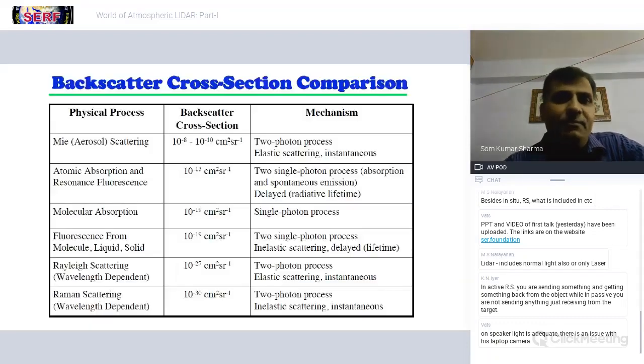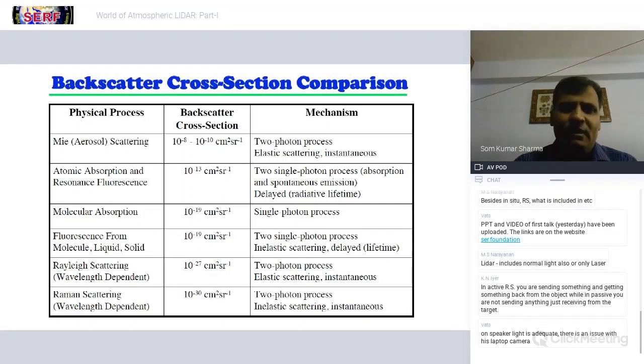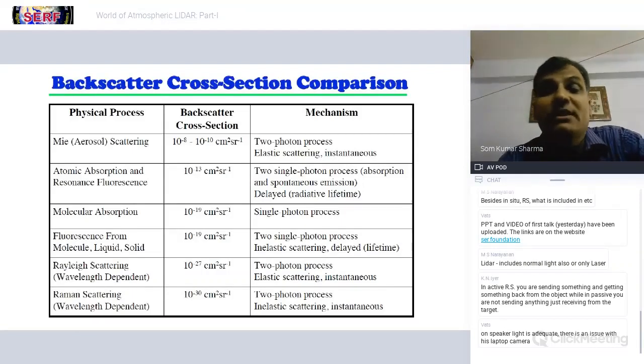To move further ahead, as I told, first was scattering, and how scattering is elastic and inelastic. Then I introduced Mie scattering and different types of scattering. The important thing is what a backscatter cross section is and what the mechanism is by which you get the signal. Because in LIDAR or in any receiving technique, the most important thing is how and how much signal you are getting back.